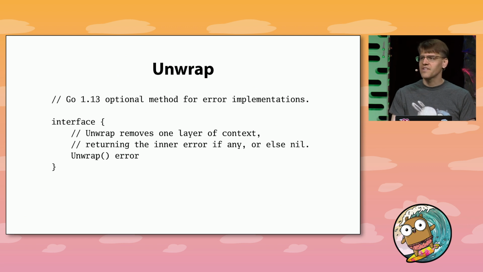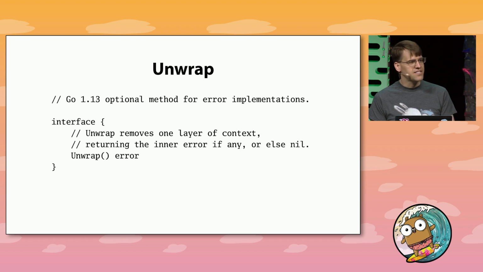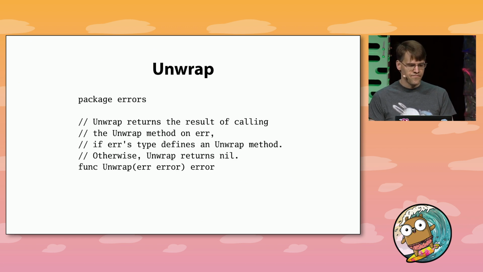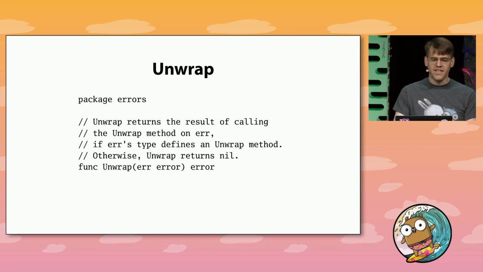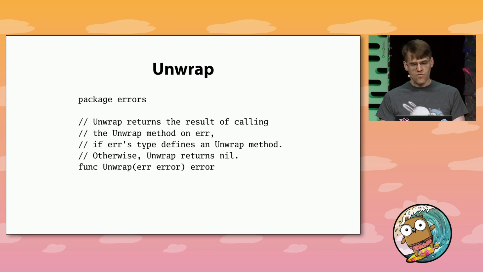And every error wrapping type in the standard library that had an exported error field still has that field, but now also has an Unwrap method returning it. And the way to call this method is to invoke the helper function errors.Unwrap, which handles cases like the error being nil or not having an Unwrap method at all.